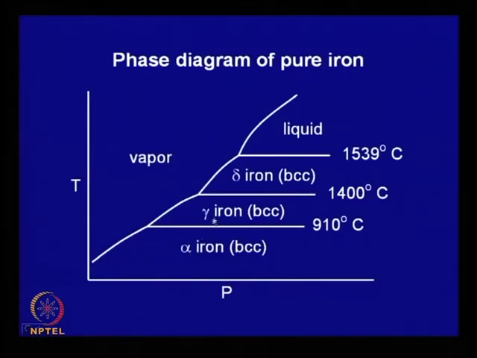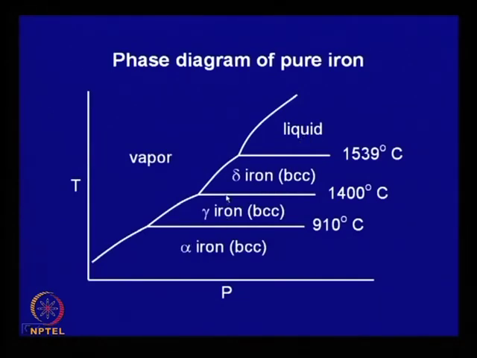At intermediate temperature, between 910 and 1400, iron has a face centered cubic crystal structure. At 1400, it again transforms into body centered cubic, and finally at the melting point, 1539, it transforms into liquid.